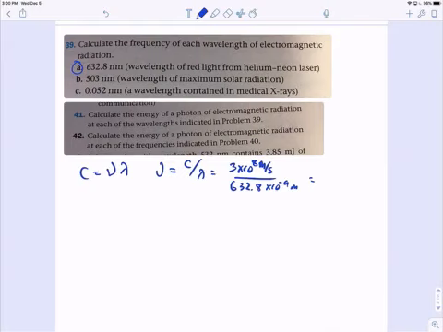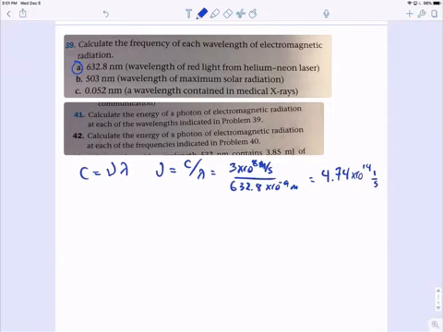3 times 10 to the 8 divided by 632.8 times 10 to the minus 9. This is 4.74 times 10 to the 14th. 1 over second. 1 over second is also known as a hertz.